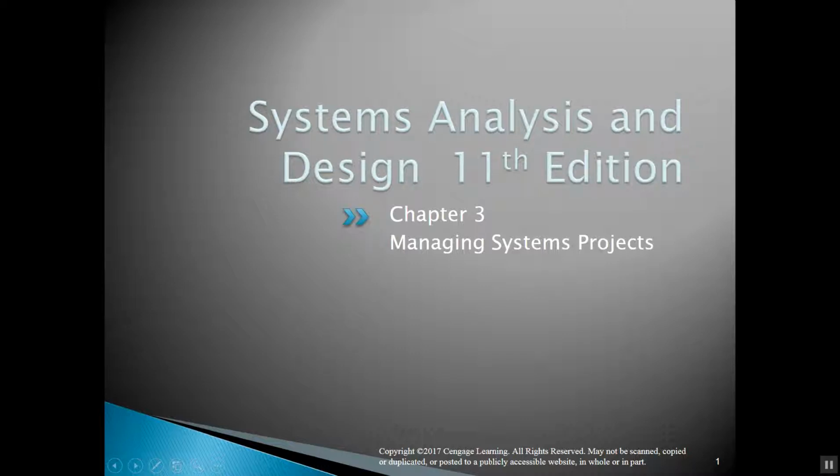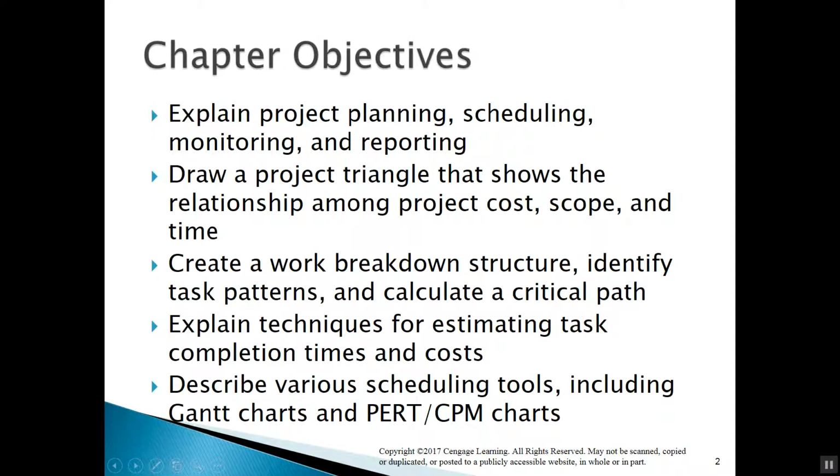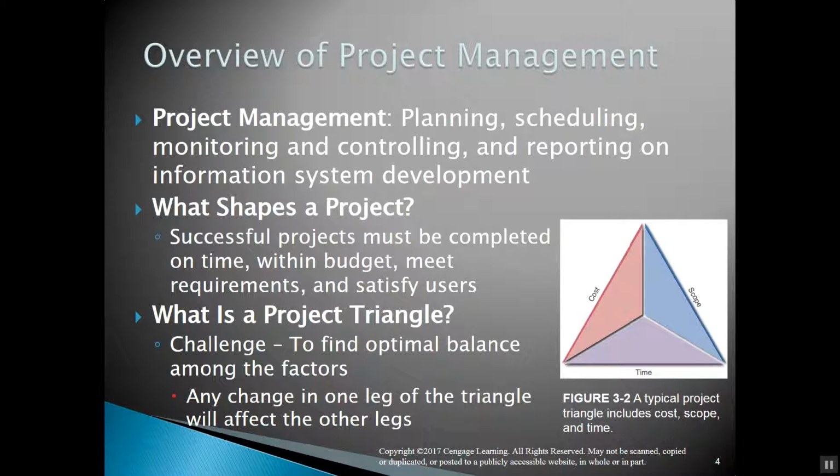Alright gang, let's do a quick overview of Chapter 3. Now, in Chapter 3 we're going to deal with project planning, scheduling, monitoring, and reporting. Now, when it comes to project management, what shapes a project is the cost associated with it, the scope of the project, and the time associated with the project. And we could draw a project triangle that depicts those values.